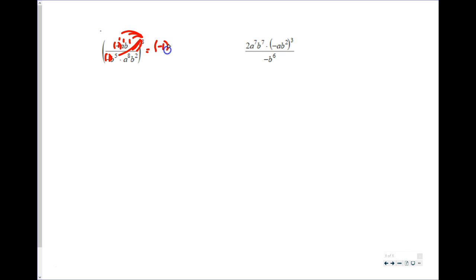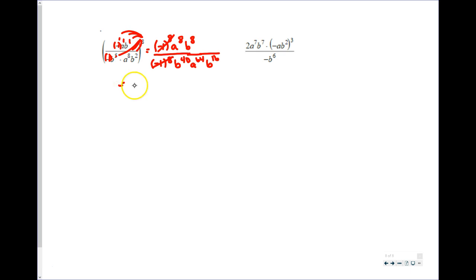So on the top, I've got -1 to the 8th. I've got then a to the 8th, and I've got b to the 8th, because 8 times 1 is 8 all the way across. On the bottom, I've got -1 to the 8. I've got b to the 5 times 8 is 40. I've got a to the 64, and I've got b to the 16. Now I notice that -1 to the 8th, that's going to be a +1. Same thing, -1 to the 8th is +1. So those two things go away, which is really nice, because now I've just got the letters to deal with.